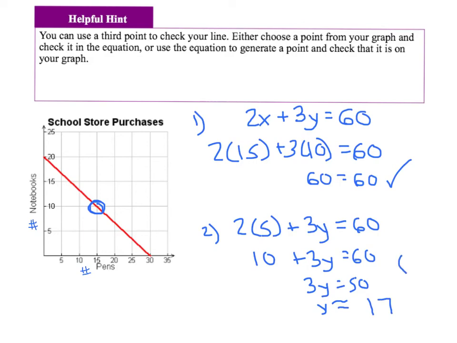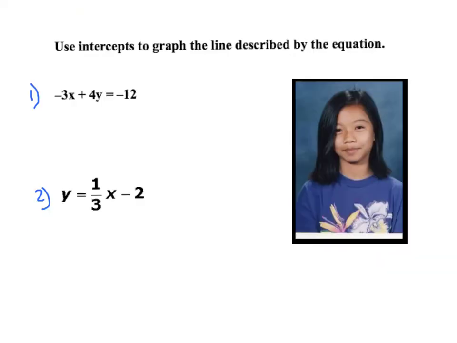Again, if I use 5 for x and approximately 17 for y, that should be on my graph. And if I find that point, that looks about right. So (5, 17) is above 15, so that works. So two ways to check your linear equations to make sure that you have created it correctly.